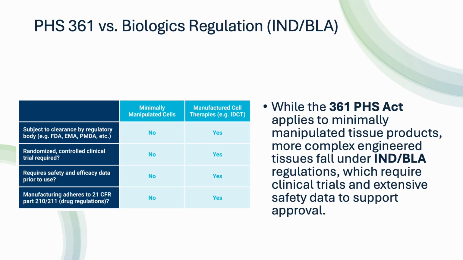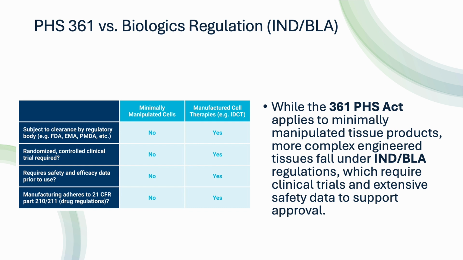Now, products that are significantly altered or used for non-homologous purposes fall under IND, BLA, or Investigational New Drug / Biological License Application regulation, which involves more extensive clinical trials compared to the simpler 361 PHS Act process.